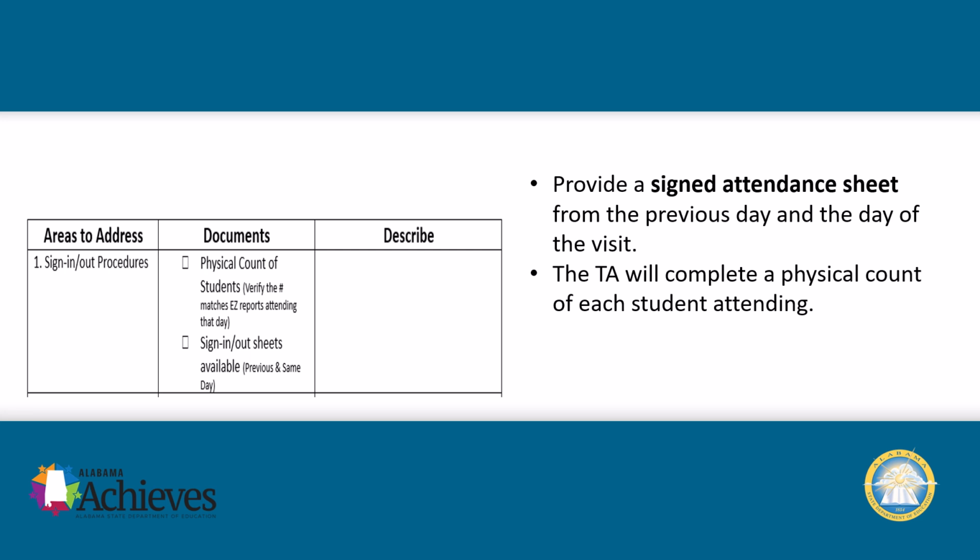Be sure to have sign-in sheets from the day of and the day before the visit. The TA will physically count students. You will need to have your Easy Reports updated. Your TA will verify the number entered in Easy Reports to ensure that it matches the number of students that attended the day of the visit. This will be verified within a week of your visit. This is very important to keep your Easy Reports as up to date as often as possible.